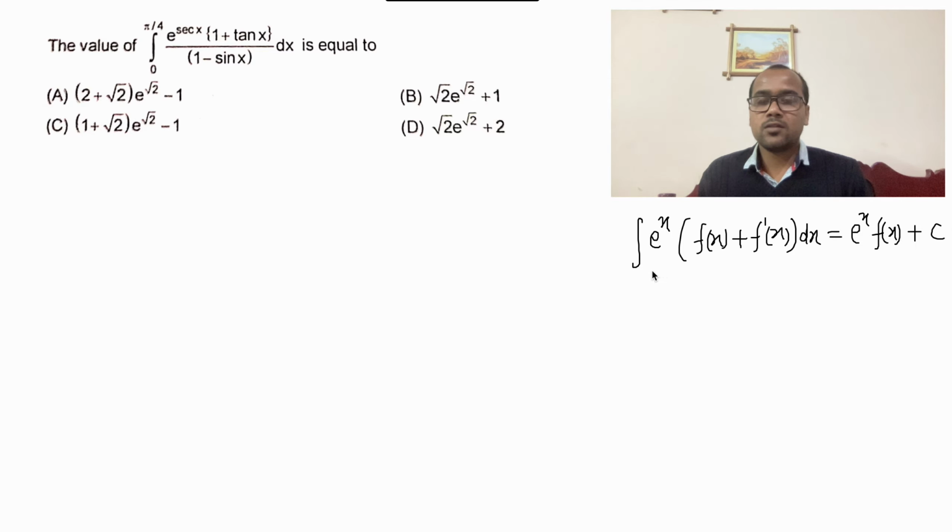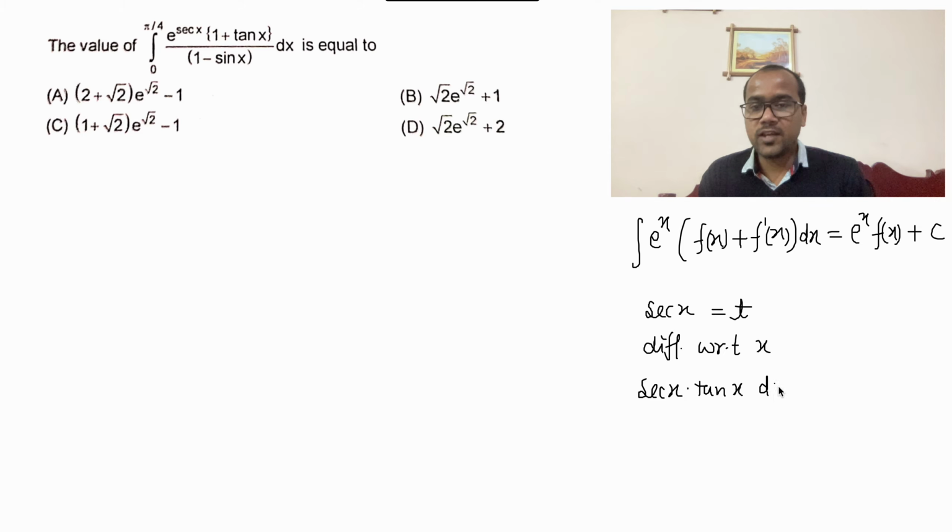This integration is e to the power x into f(x) plus c. So for solving this question, here e to the power sec x is there, but the formula has e to the power x. So I will try to put sec x as t. If I assume sec x as t and differentiate with respect to x on both sides, we get sec x tan x dx is equal to dt. So here sec x tan x dx is not there, so we'll have to make it.